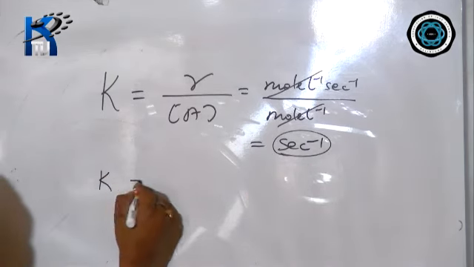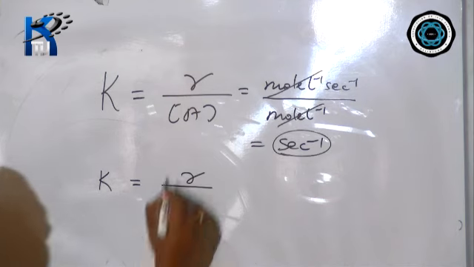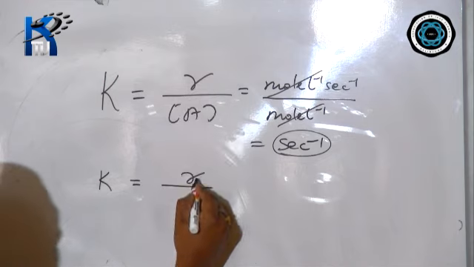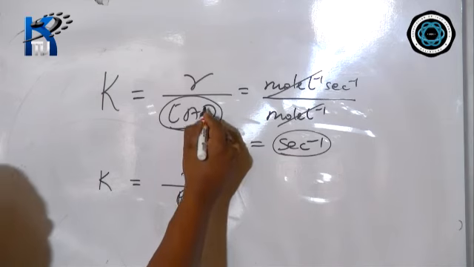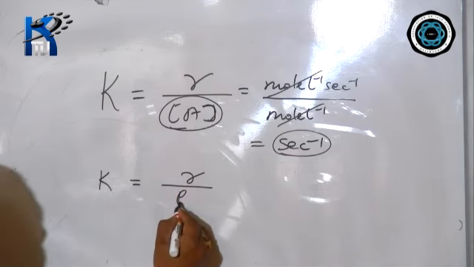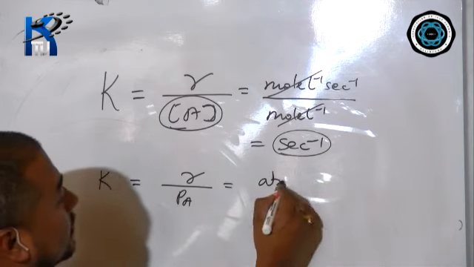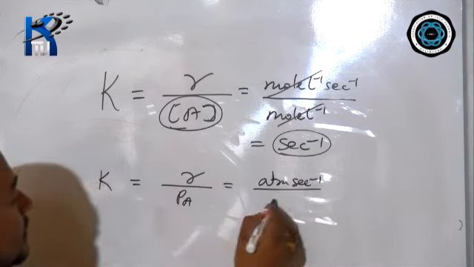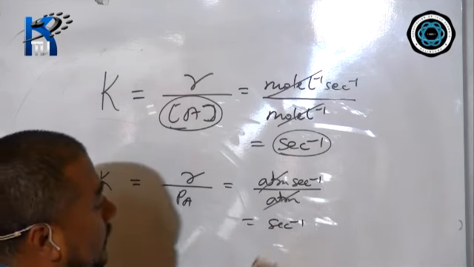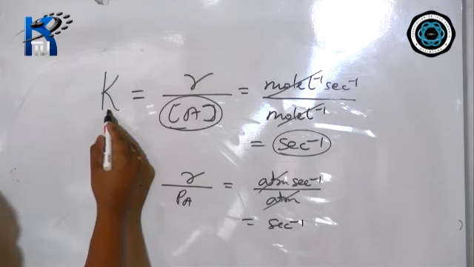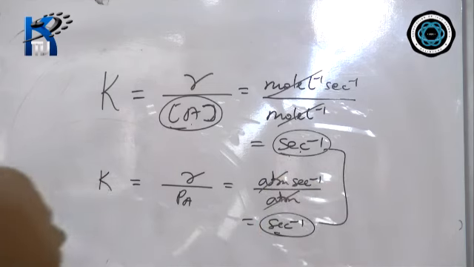Similarly, now for gaseous reactant and product, for a first order reaction, R will remain as R, but instead of concentration, we write pressure. I repeat again, for solid, liquid, we write concentration, but for gas, we write pressure of A. Again, the unit of R for gas is atmosphere second inverse, and the pressure unit is atmosphere. So atmosphere will get cancelled and the unit will be second inverse. So do remember the unit of K for solid, liquid and gas will be the same for a first order reaction.